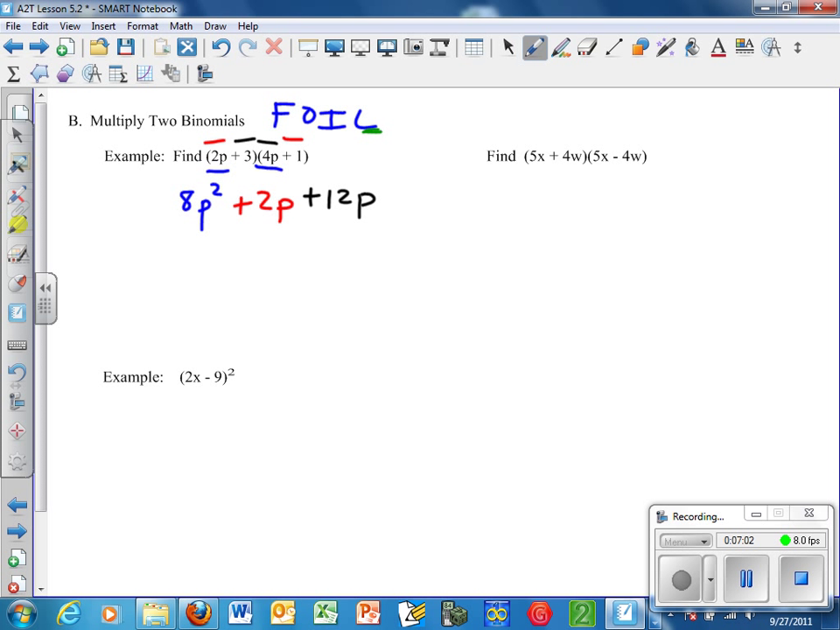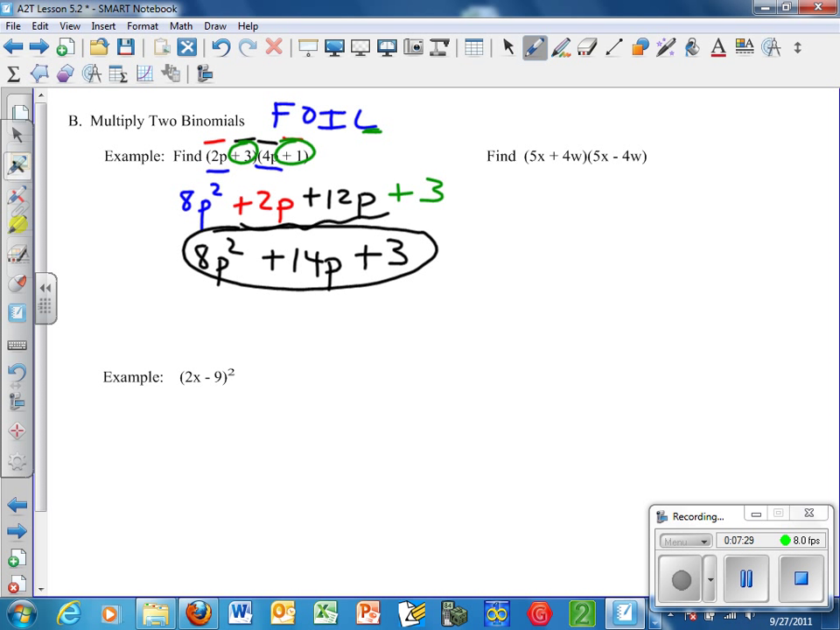And then I do my last terms. That's what the L stands for. So I do positive 3 times positive 1. So it's 3, not 4 there. Okay, so there's what you do when you do the FOIL. And now you combine like terms. These two terms right here are like terms. So we're going to combine them. So I have 8p squared, positive 2p plus 12p is plus 14p, and then plus 3. And that's as far as you can go, so we end up with a trinomial answer right there.